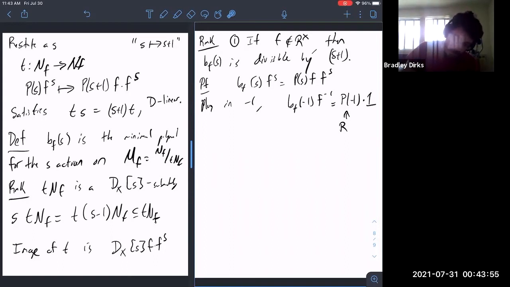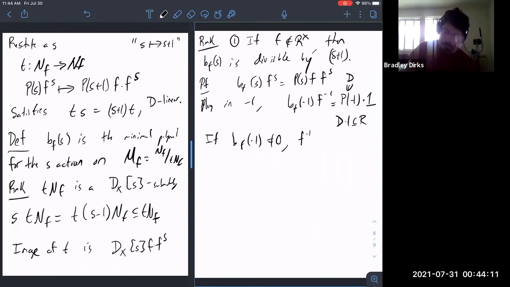And this is, okay, so I should really say like the action. So P of -1 is in D, and then D times 1 is contained in R. So if b_f of F inverse is non-zero, then we can divide by it. It's just a constant, and that would mean F inverse is in R. So yeah, if it's not a unit, this number has to be 0, which is pretty useful. That gives us an example of a root which is negative and rational, and we'll see in all of these examples that that's how the roots look.